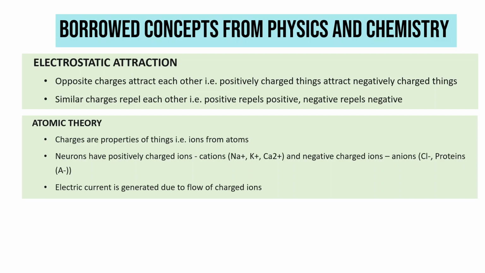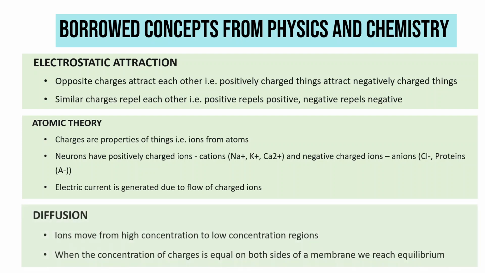Okay, cool. So neurons have ions. The positive ions present, known as cations, are sodium, potassium, and calcium, and there are negatively charged ions known as anions, and they are chloride ions and protein ions, represented by A minus. And we also know that electric current is due to the flow of charges from positive to negative.